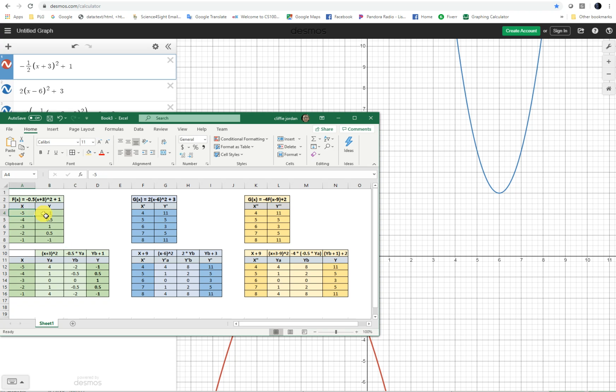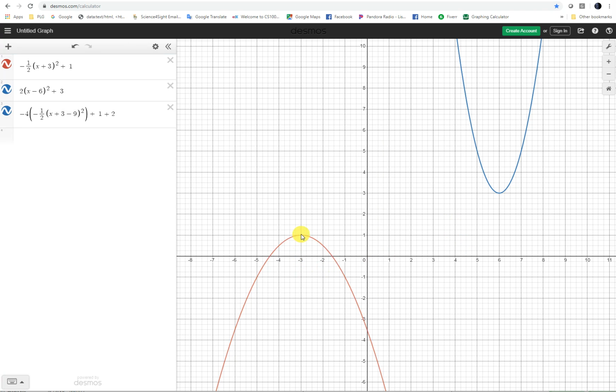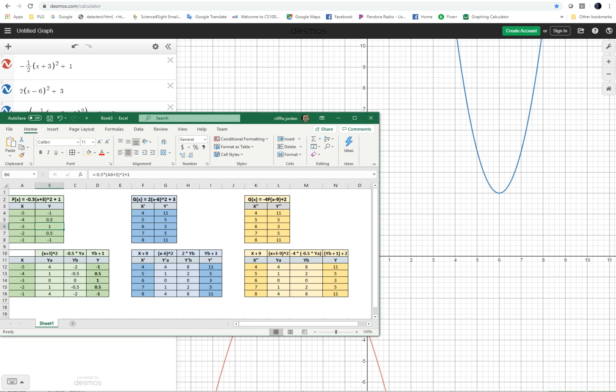So I have x, y value pairs. Here are my points: -5, -1; -4, 0.5; -3, 1. Which, when you look on here, here it is: -5, -1; -4, 0.5; -3, 1. So this is perfectly calculated to figure out those points.